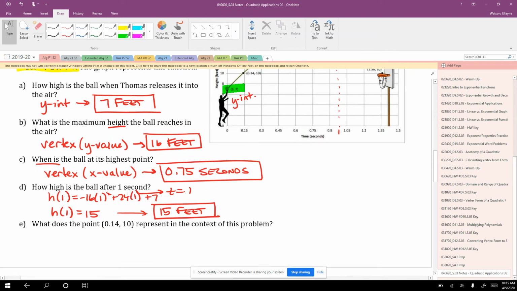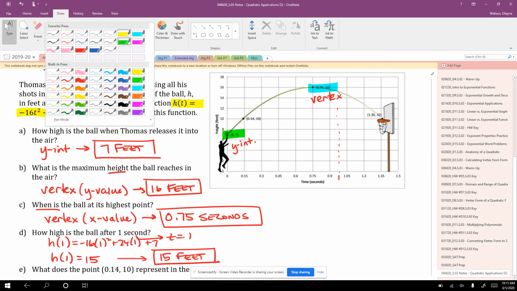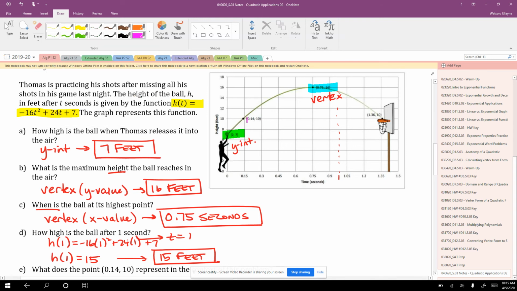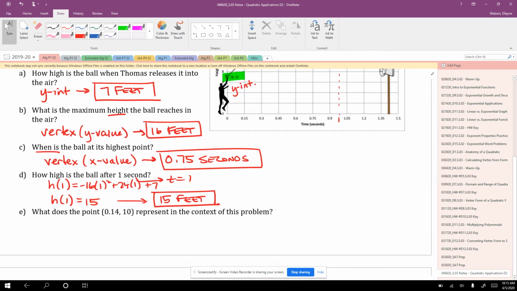And finally, what does the point 0.14 comma 10 represent in the context of this problem? So that is this point right there, which I kind of made too dark, but kind of like we did in the previous problem, right? This is time, this is height. So we can say at 0.14 seconds, the ball is at 10 feet. Okay, let's move on.